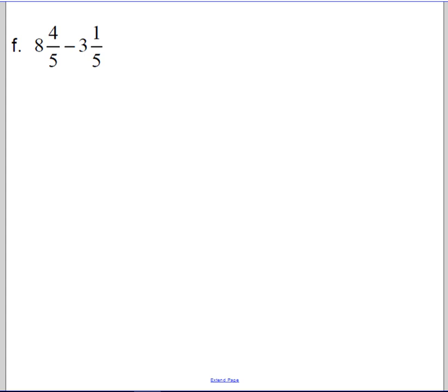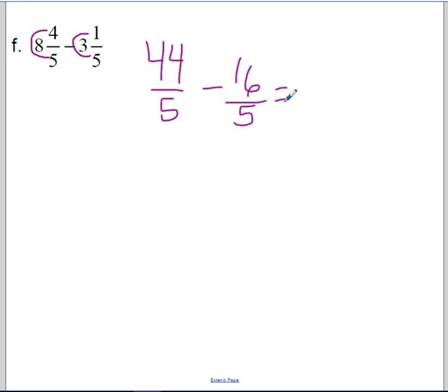So we're going to do 5 times 8 is 40, plus 4 more gives us 44 out of 5. And we're subtracting from it. 5 times 3 is 15, plus 1 more is 16, so 16 out of 5. And so we'll do our 44 minus 16 to get 28. And it's over our common denominator of 5. So 28 fifths is our answer because we can see 5 doesn't go into 28 evenly.